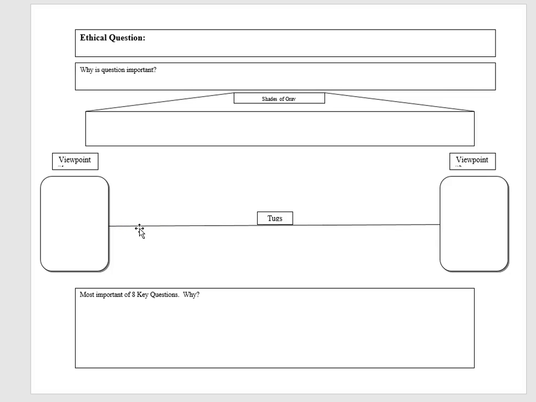Okay? Now let's say you're doing the same issue and that doesn't really matter to you. It doesn't really pull you one way or the other. It pulls you a little bit this way, but not too much. You would write it over here. Okay?